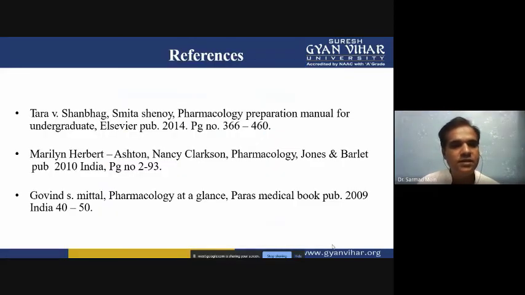Now we will see some important references for the study of chemotherapeutic agents. Tara V. Shanbhag and Smita Shenoy, Pharmacology Preparatory Manual for Undergraduates, is there, published by Elsevier. Jacqueline Herbert Ashton and Nancy Clarkson are the authors of Pharmacology, and Jones and Bartlett published this book. Then Gavin Smith's Pharmacology at a Glance, and the publisher is Foresight Medical.